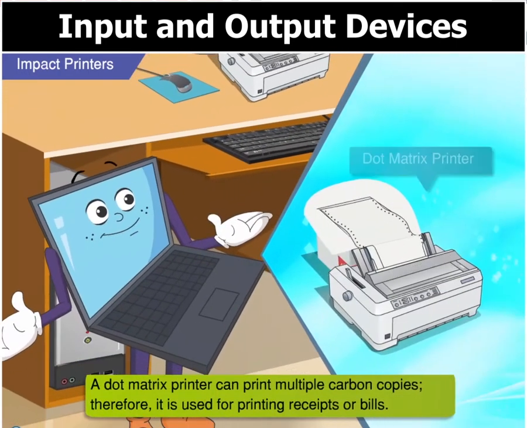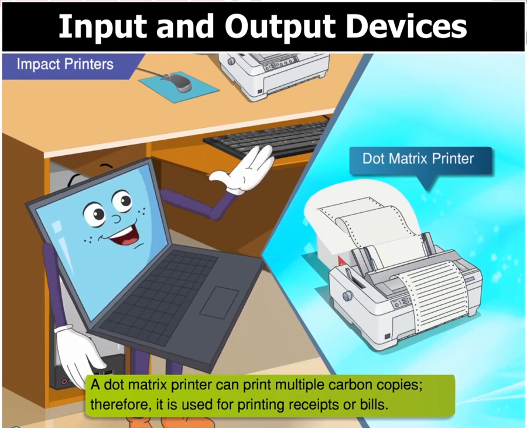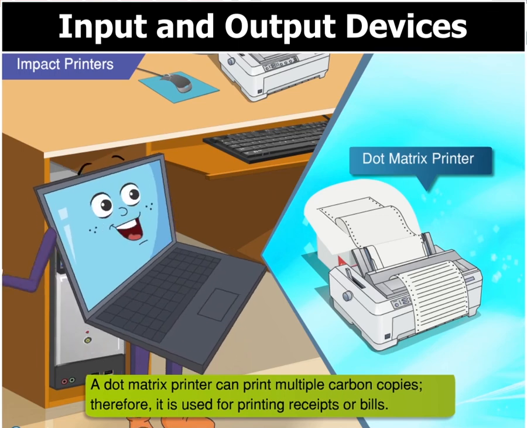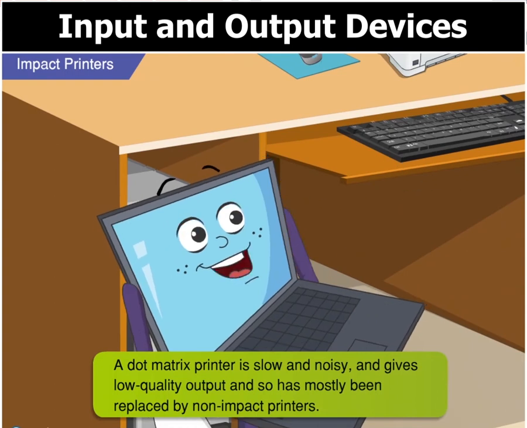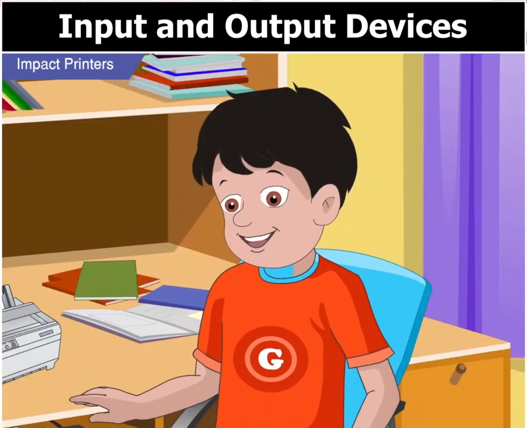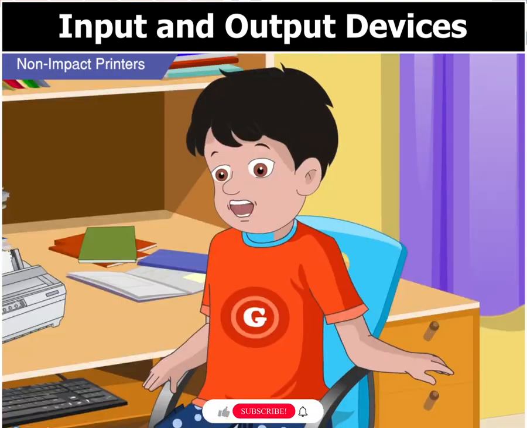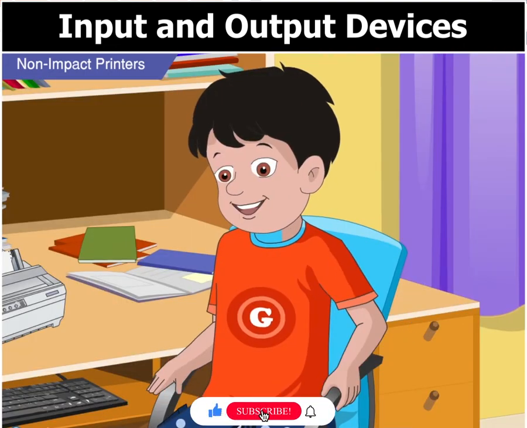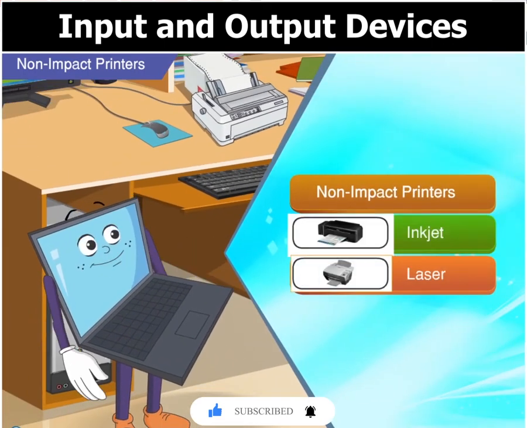Okay. It can print multiple carbon copies. Therefore, it is used for printing receipts or bills, and you are likely to find them in department stores and supermarkets. Nowadays, impact printers have largely been replaced by non-impact printers, as impact printers are slow and noisy with poor quality output. Oh, so how do non-impact printers work? In non-impact printers, there is no mechanical contact between the print head and the paper. Can you tell me the names of some non-impact printers? The inkjet and laser printers you commonly see nowadays are non-impact printers.